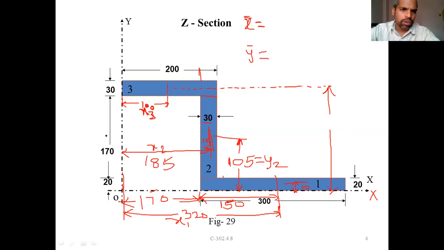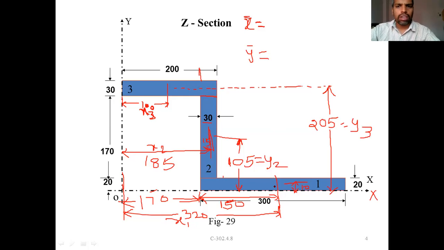Otherwise, what is the total distance from here to here? It is 20 plus 170 plus 30, that is 220. 220 minus half of this distance, which is 15, gives 205. You can calculate in both ways, whichever is the convenient way. So this is y3.